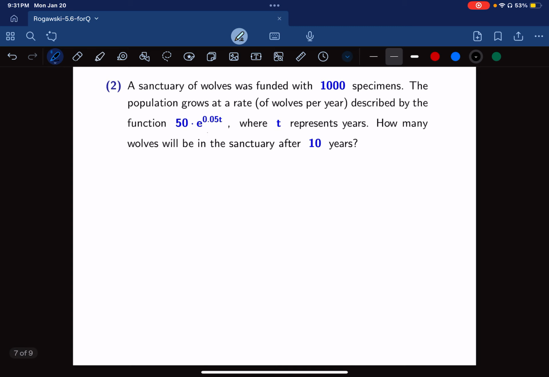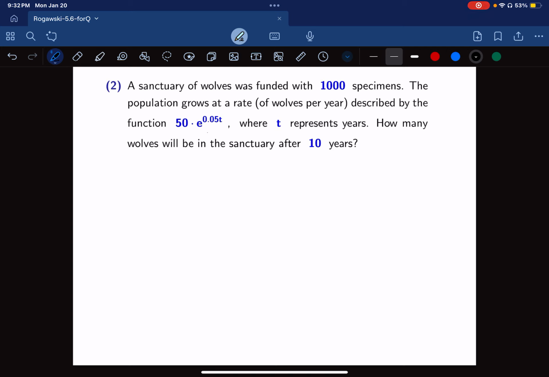All right. So once again, before we look at any numbers or look at how to solve this question, we're simply going to read it. So, a sanctuary of wolves was funded with 1,000 specimens. The population grows at a rate of wolves per year described by the function 50 times e to the 0.05t, where t represents years. How many wolves will be in this sanctuary after 10 years? So, this is once again another question where we're provided with a rate of change and we're asked to find a certain value.